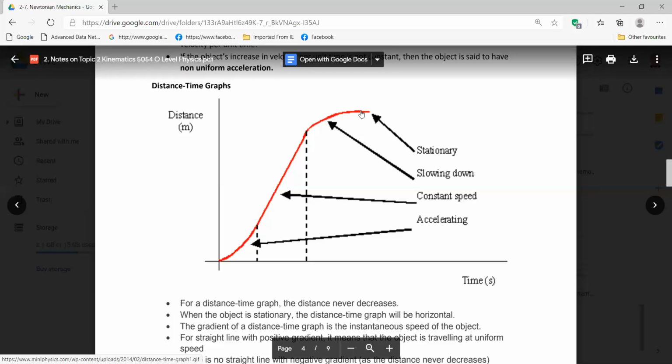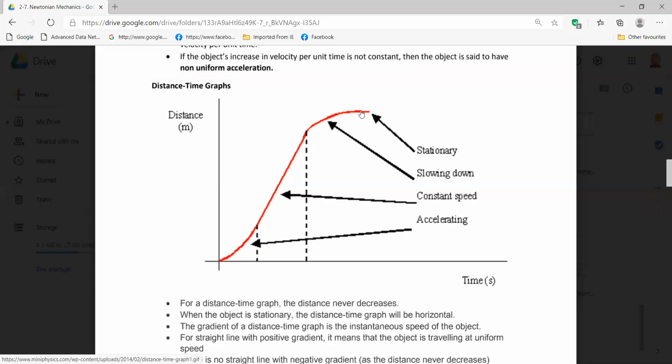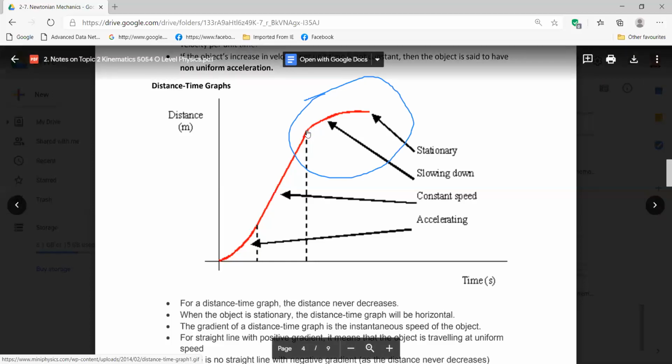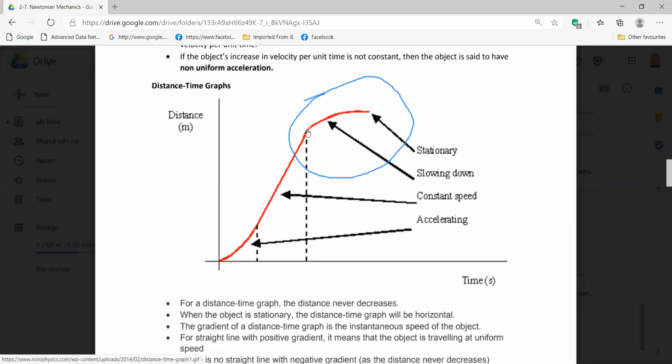Yes, Anmol, tell me. Sir, over here it's slowing down, right? The area that I marked, not all the things. From here it starts slowing down, and till here it is slowing down. Then after that the car is stopped.